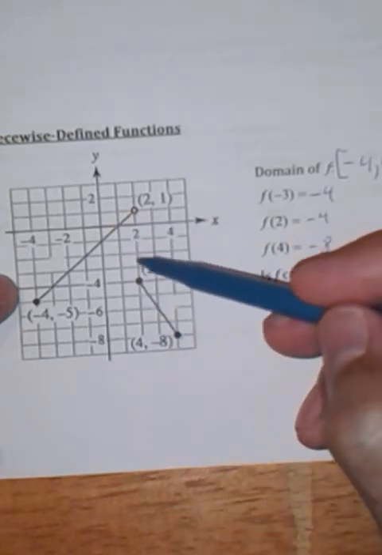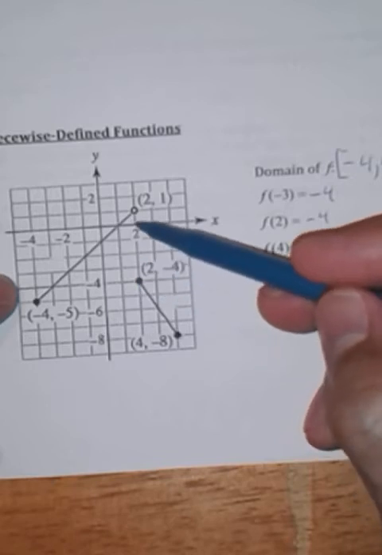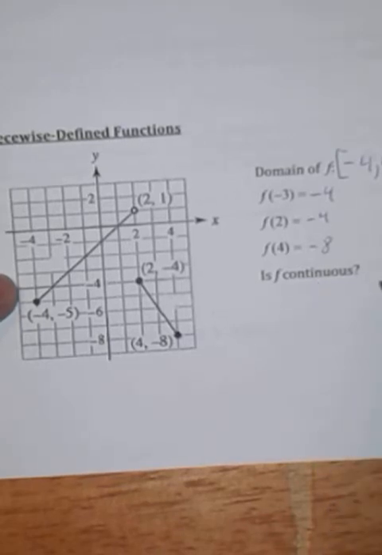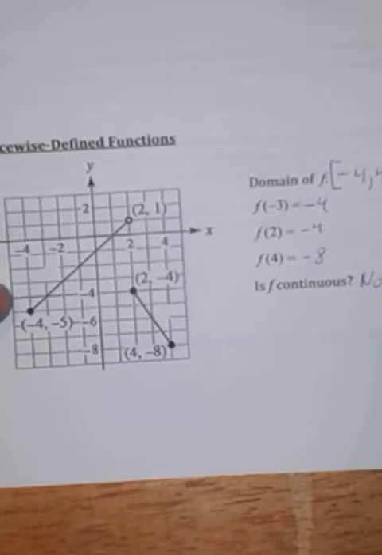I cannot, there are no points in between them on the graph, so I have to jump, and then I keep tracing. And as soon as I jump, then I know it's not continuous. Okay, and there will be some that are continuous, even though they're piecewise defined.